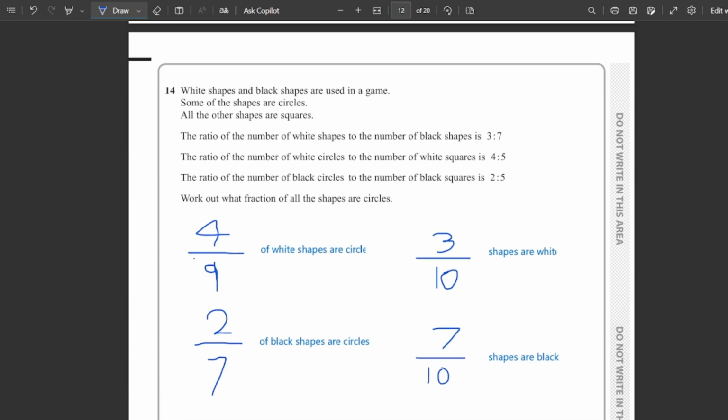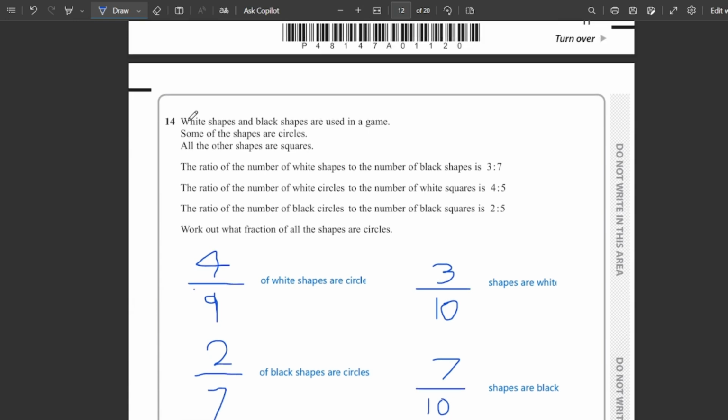Okay, this is a nice question. It's a bit hard, a bit tricky to understand logically, but the maths is fairly simple. White shapes and black shapes are used in a game. Some of the shapes are circles, all of the other shapes are squares. The ratio of the number of white shapes to the number of black shapes is 3 to 7. The ratio of the number of white circles to the number of white squares is 4 to 5. The ratio of the number of black circles to the number of black squares is 2 to 5. Work out the fraction of all the shapes that are circles.